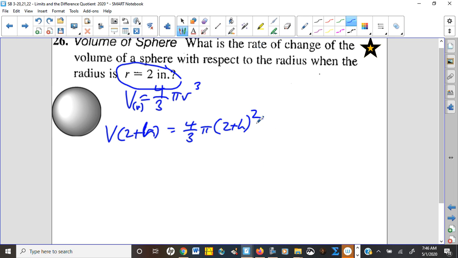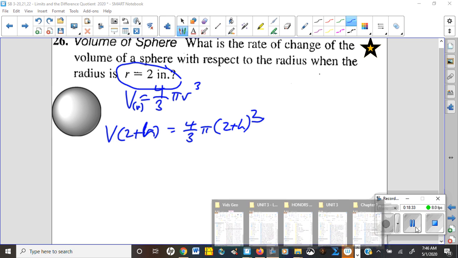Okay, so this is where it's going to kind of stink a little bit because you got to cube a binomial. But I got to be honest with you, you may have to do this on a quiz. I don't think we'll go anything past cubing, but squaring binomials and cubing binomials is something you're just going to have to know how to do.